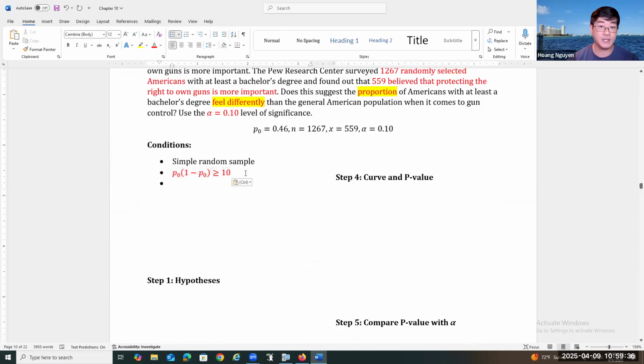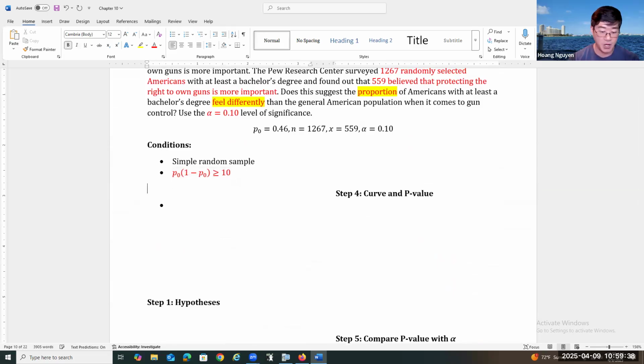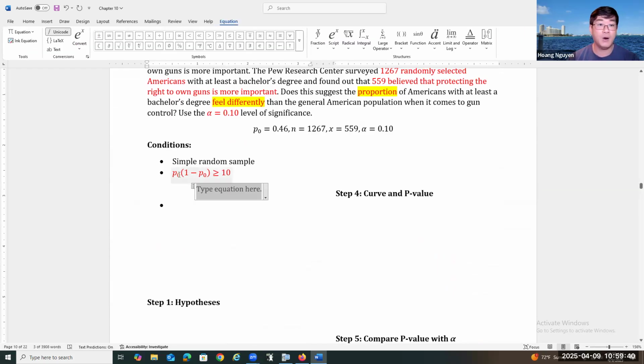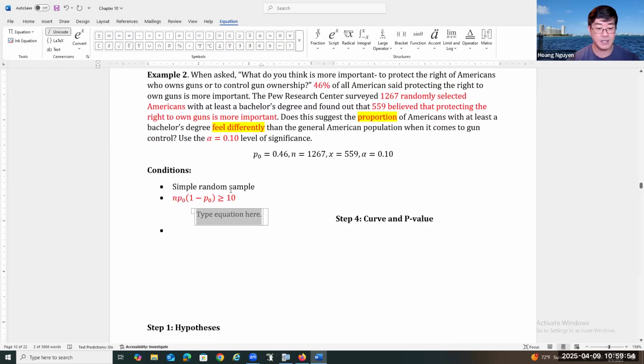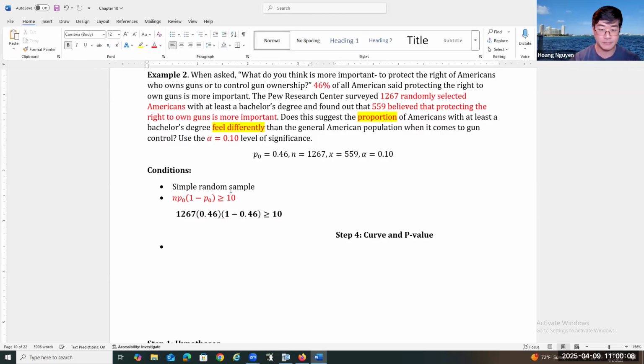So the second condition, we say that the original proportion p0, oh, I'm missing an n. So n times p0 times 1 minus p0 has to be more than or equal to 10. So let's double check this condition. The sample size, what's the value of n? n is equal to 1,267, times p0, which is 0.46 or 46%, times 1 minus 0.46, has to be more than or equal to 10.